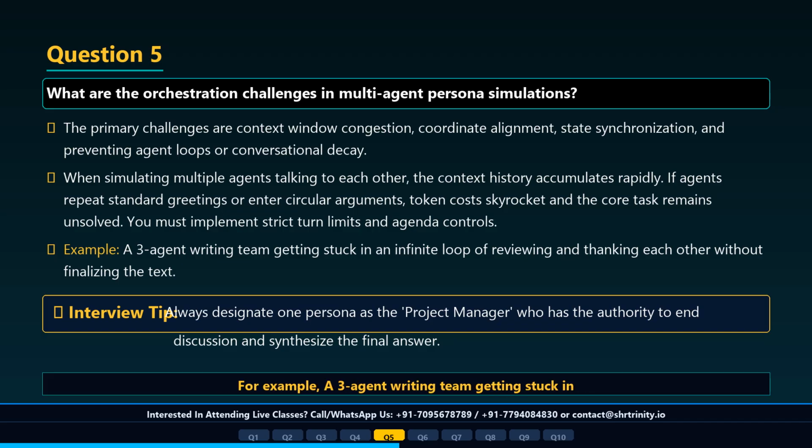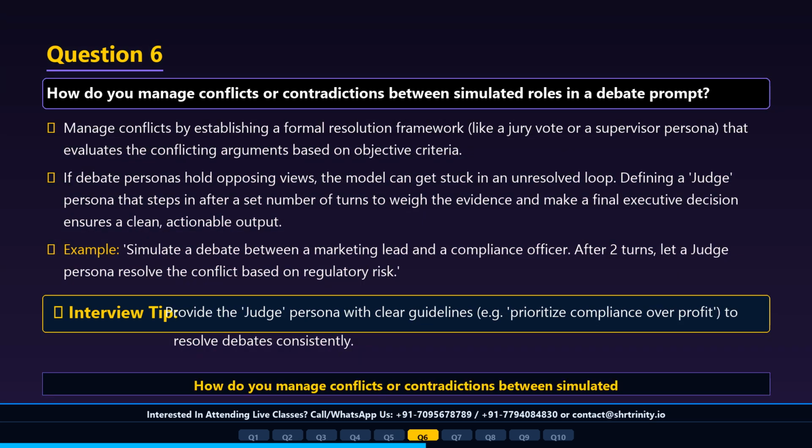For example, a 3-agent writing team getting stuck in an infinite loop of reviewing and thanking each other without finalizing the text. A common mistake is failing to define a clear moderator or final approver role to terminate the conversation and output the result. As an interview tip, always designate one persona as the project manager who has the authority to end discussion and synthesize the final answer. Question 6. How do you manage conflicts or contradictions between simulated roles in a debate prompt?